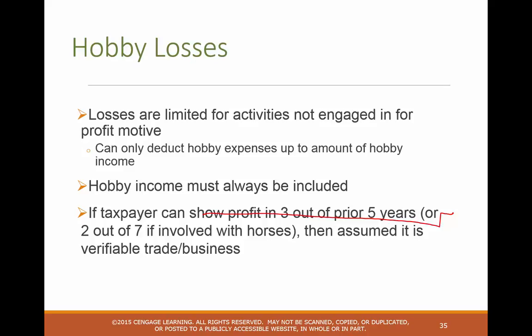This was obviously the equine lobby. Where does it go? I think we looked at this, right? Hobby income goes on that other income line on your 1040. Hobby losses. Where do hobby expenses go on your Schedule A?